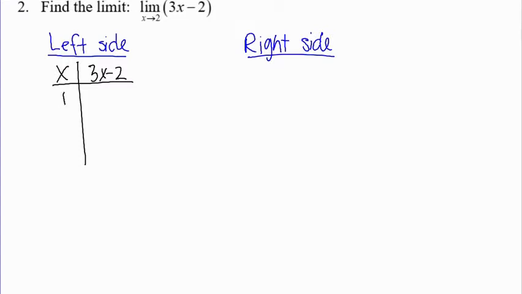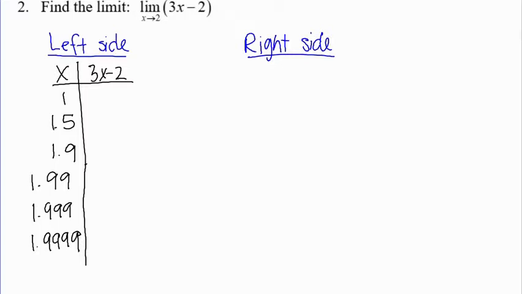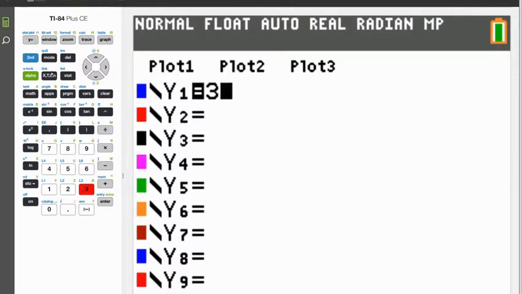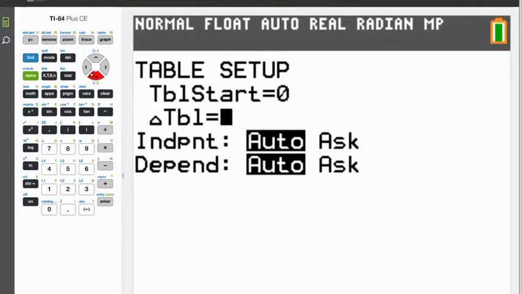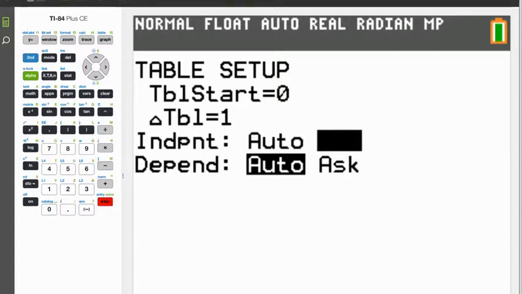I could start with 1, maybe 1.5, 1.9. I'm going to get closer to 2: 1.99, 1.999, 1.9999, and I can just keep adding 9s, getting closer and closer to 2. And I'm going to plug these numbers in for x and see what the values are. But so I don't actually have to do the calculations myself, I'm going to use my calculator. So if I go to y equals and type 3x minus 2, I'm going to go to Table Settings, which is second window, and I'm going to change Independent to Ask. This lets me pick certain x values that I want in my table.